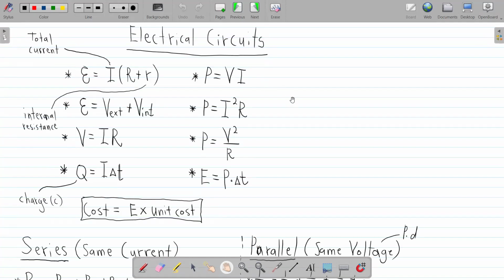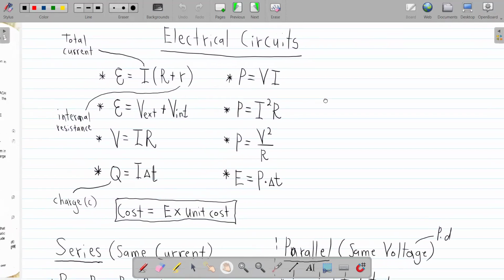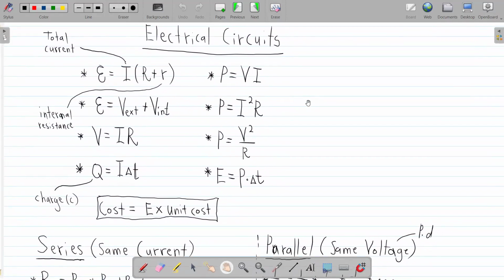So I brought something here, okay? So these are the notes. This is a list of formulas that you need for electrical circuits in term 3, okay? So let us look at what we have here.